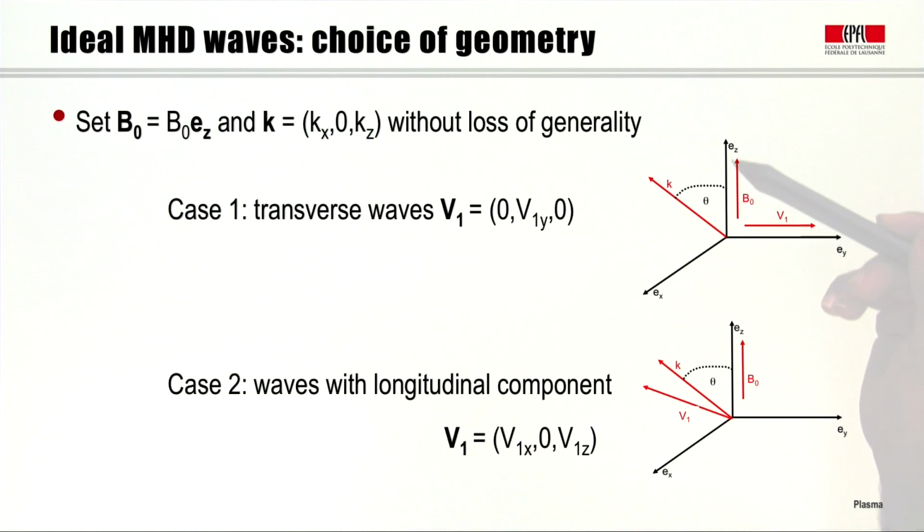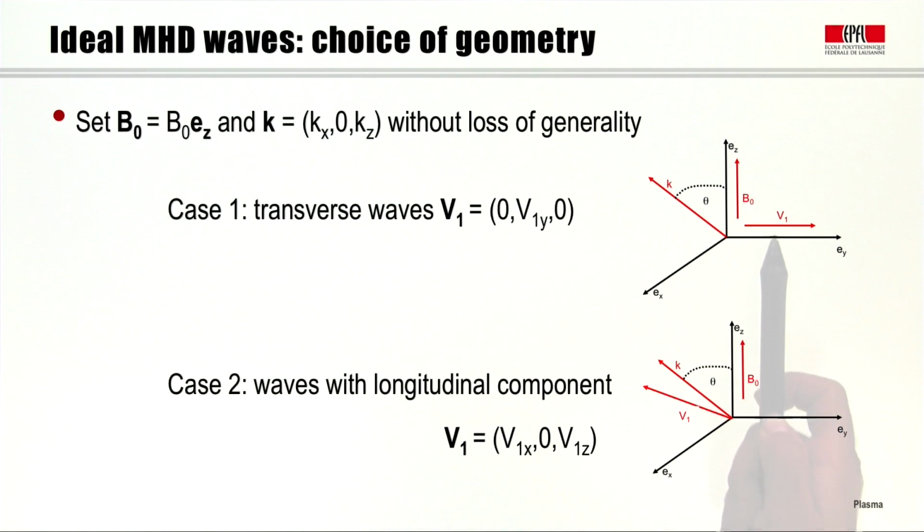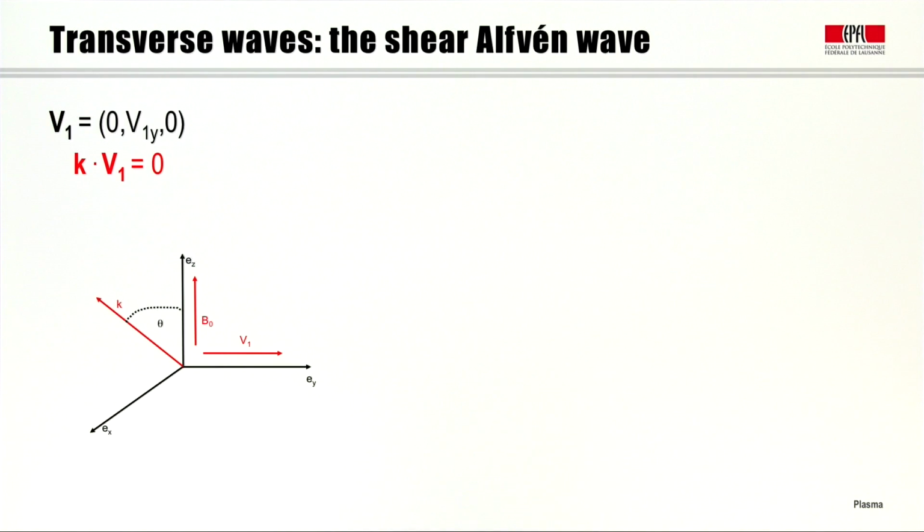The equilibrium magnetic field B0 is along the z-axis, the vector k is in the xz plane, and there is an angle theta between k and B0. The perturbed velocity V1 is in the y direction, perpendicular to k. The second case are waves with longitudinal component, where V1 is also in the xz plane, which is depicted in this second figure here. Now let's look at transverse waves.